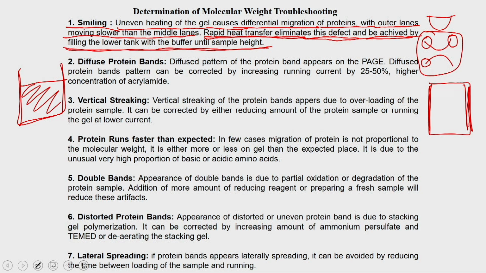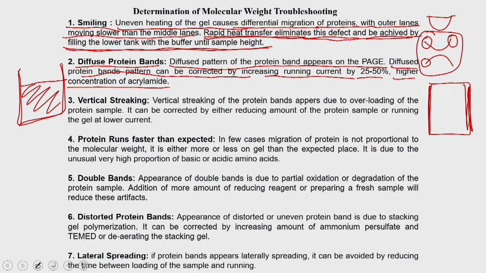The second is the diffuse protein bands. So, a diffuse pattern of the protein band appears on the PAGE. The diffused protein bands pattern can be corrected simply by increasing the running current by 25 to 50% higher, or you can use a higher concentration of the acrylamide.